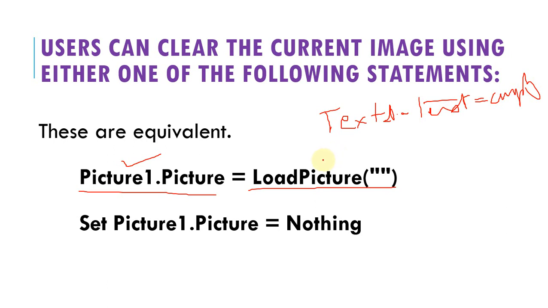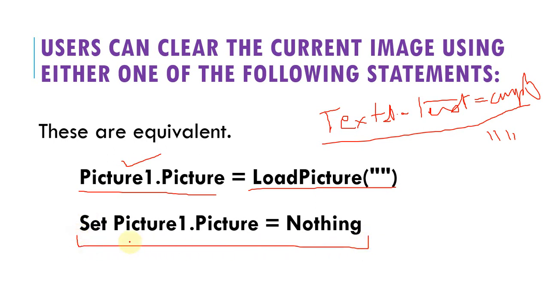While we were designing the login form, at that time we made this one. For the cancel button, we have written the command like this: text one dot text equal to empty, or double quotes. Similarly here you can say picture one dot picture equal to load picture, double quotes, double quotes. Or what you can do is, you can just write set picture one dot picture equal to nothing. So nothing means empty. Okay, you can do.